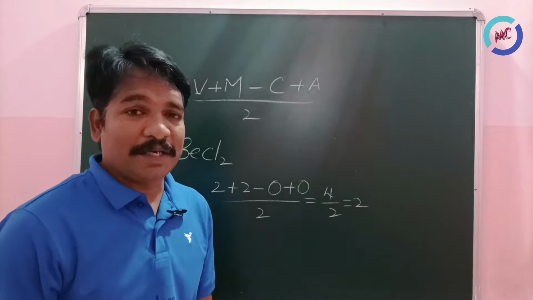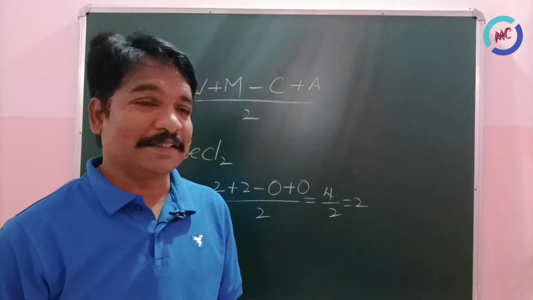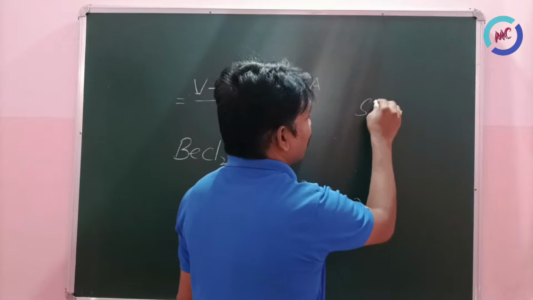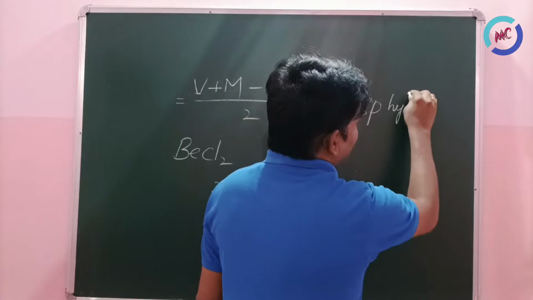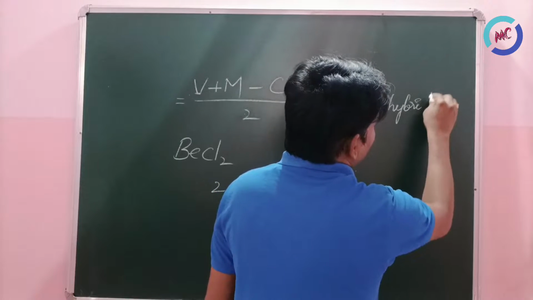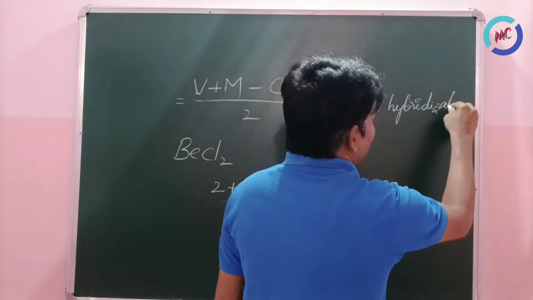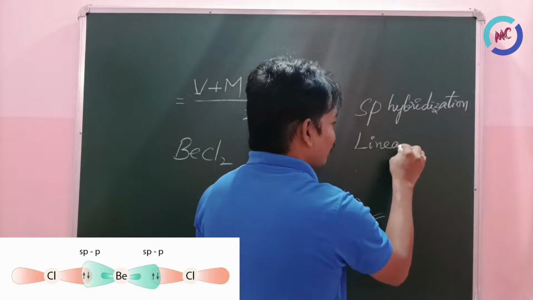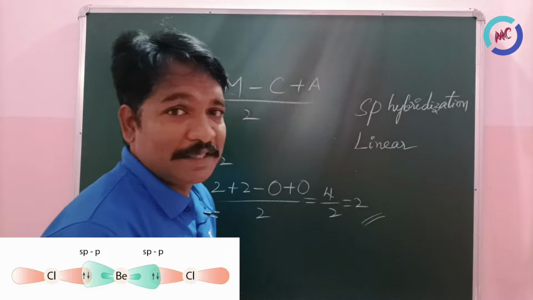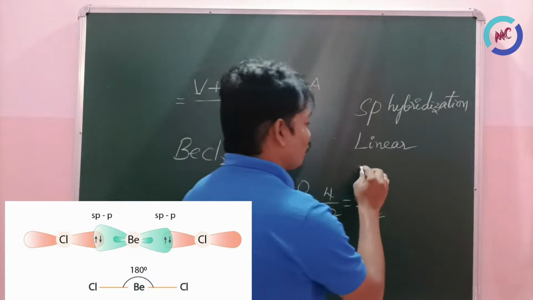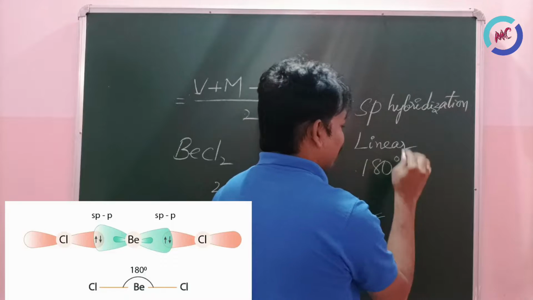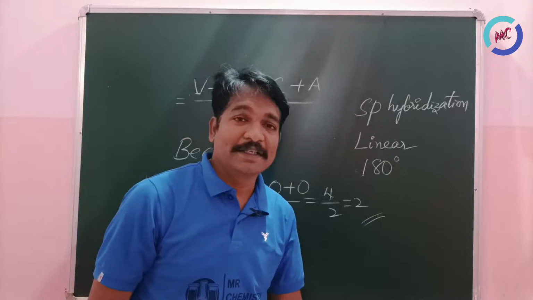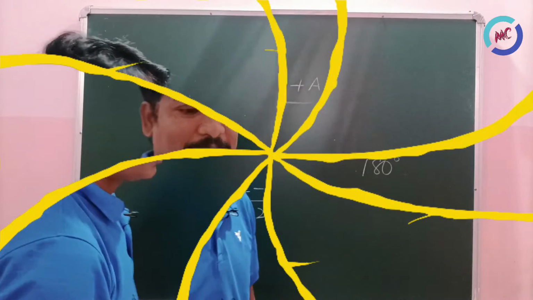If hybridization number is 2, it is sp hybridization. sp hybridization means what is the shape of the molecule? The shape of the molecule in case of sp hybridization is linear. If the shape of the molecule is linear, what is the bond angle? Bond angle is 180 degrees. From this hybridization number we can find all these things. Let us take a few more examples.